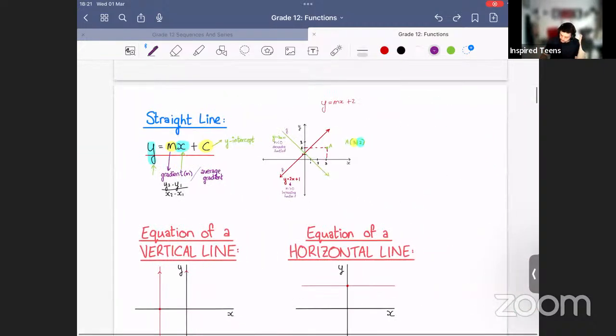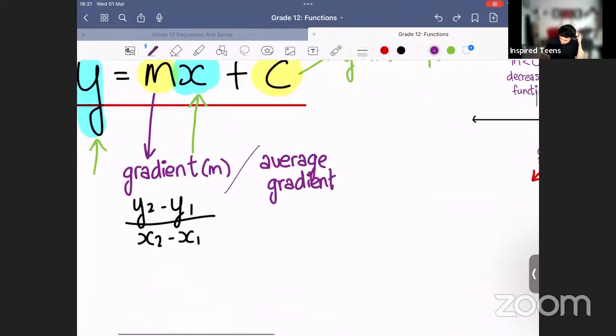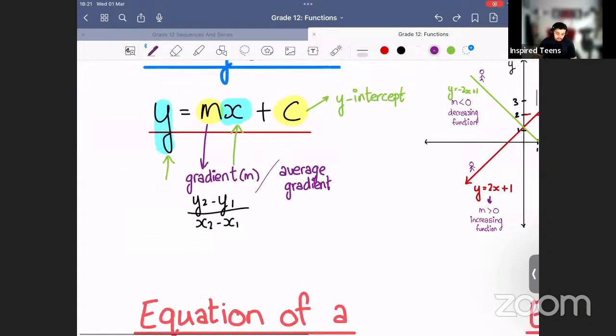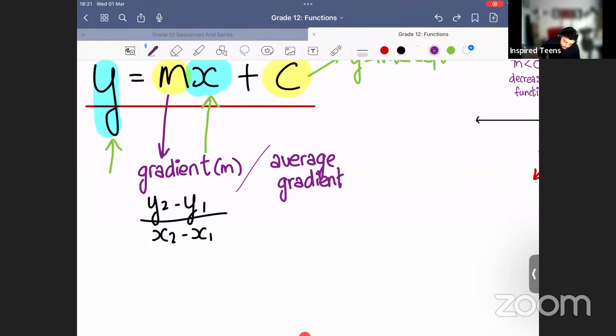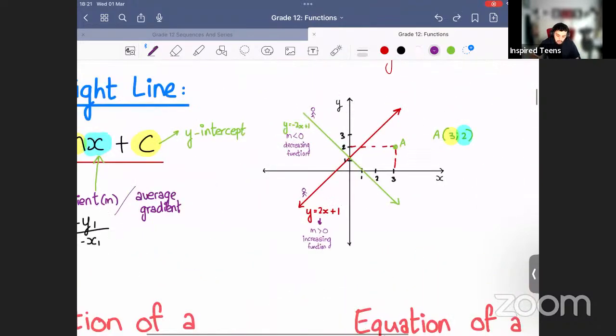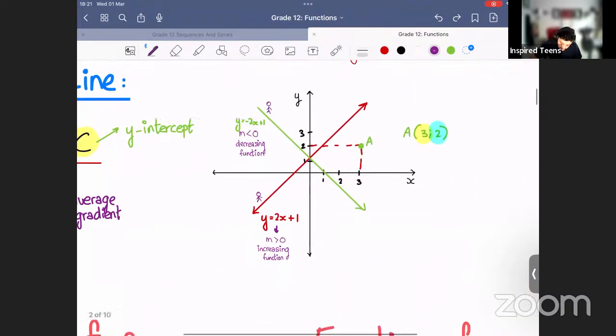However, sometimes you do get gradients that are changing. That's why we say average gradient, because it's constantly changing and we basically add them all up and we get the average gradient between two different points. We'll go through an example, but please just note that the gradient and average gradient both utilize that same formula, which is basically the gradient between two points. I think that's about it.